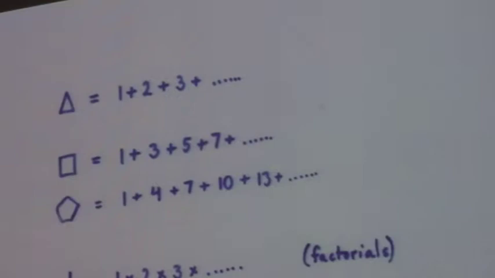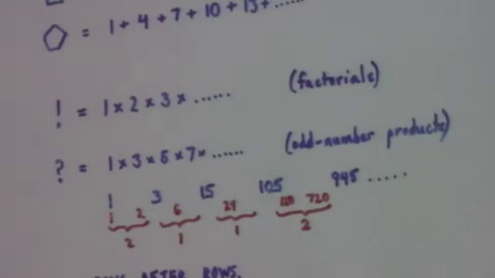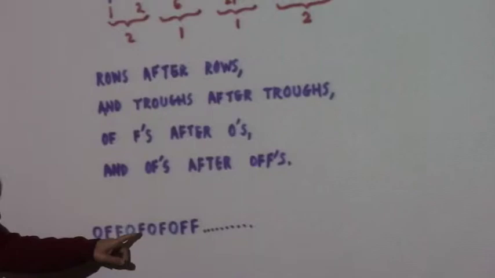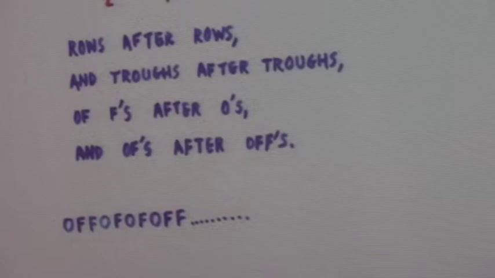I decided to replace the plus signs by times signs. And I did it again, and I got twos and ones again. Oh, I see. OFF stands for odd number product, factorial, factorial, odd number product, factorial, factorial. And so I got pages and pages of output that looked like this. And I wrote this little poem, rows after rows, and troughs after troughs, of Fs after O's, and O's after O's.